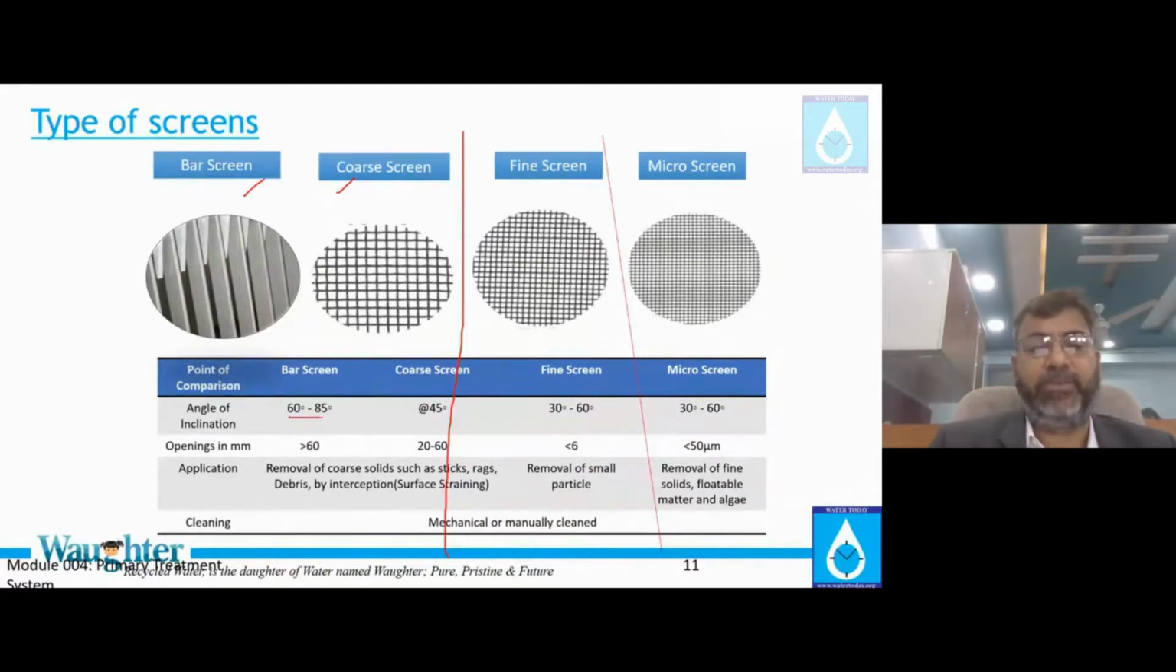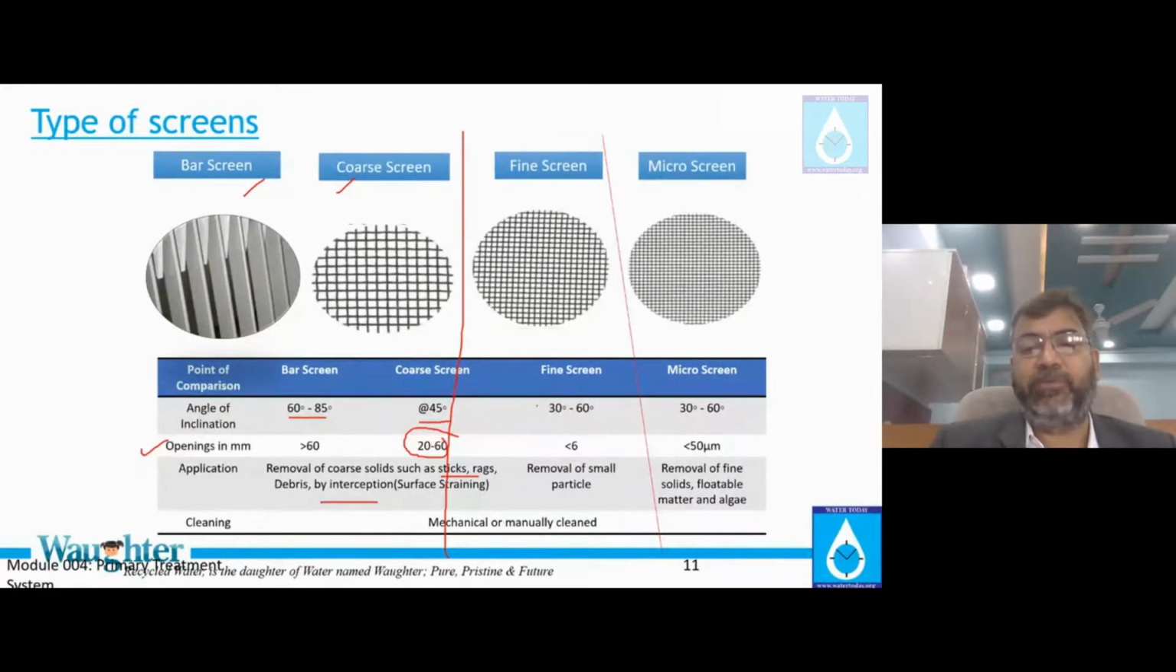Typically, we keep a 60 to 80 degree angle of inclination. Coarse screens are typically much more inclined, right? Because we have to make sure that the screen removes the material, but allows water to flow. That's also important. The opening can be anything. A very big screen is 60 mm, or a coarse screen is 20 to 60 mm. Applications: removal of coarse solids such as sticks, rags, and all those debris.